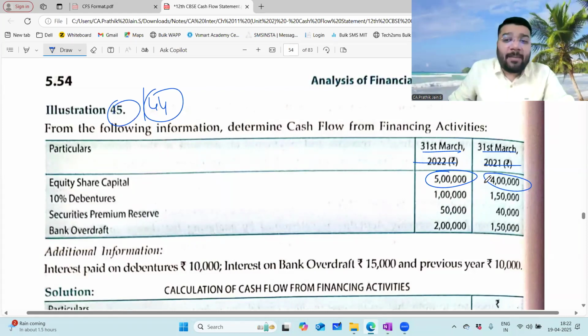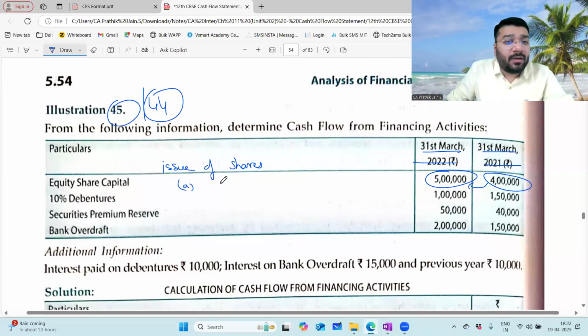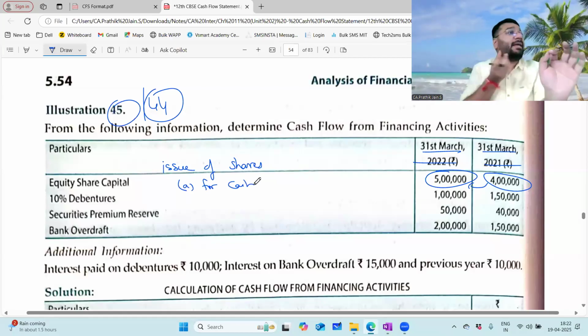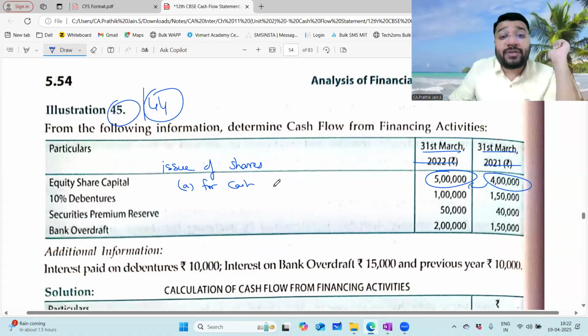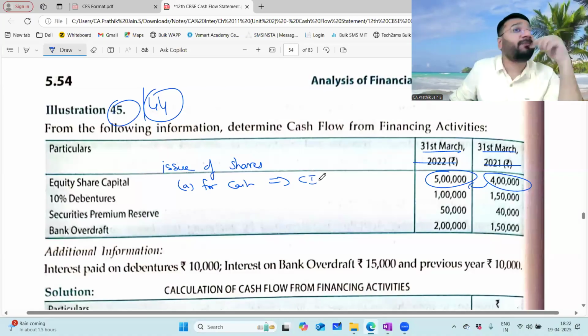There is an increase in the capital by 1 lakh. Increase in capital can happen in multiple ways. Issue of shares for cash means I'm issuing shares, and in return I'm getting cash. Will this affect my cash flow statement? Yes. So this is a cash inflow.